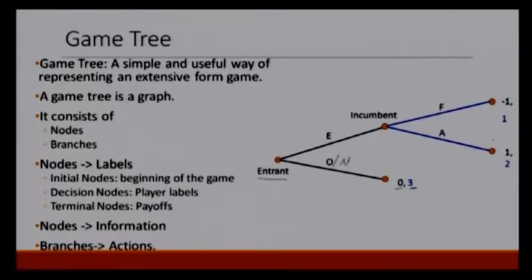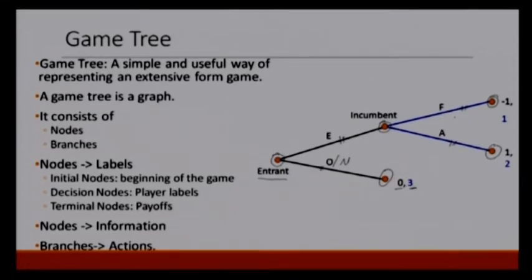So game tree is basically a simple and useful way of representing an extensive form game. Basically, a game tree is a graph which consists of nodes. These orange disks, small disks, they are nodes, and then we also have branches. What are the branches? The line that connects 2 nodes is called a branch. So we have one branch here, another, and these are the 4 branches.